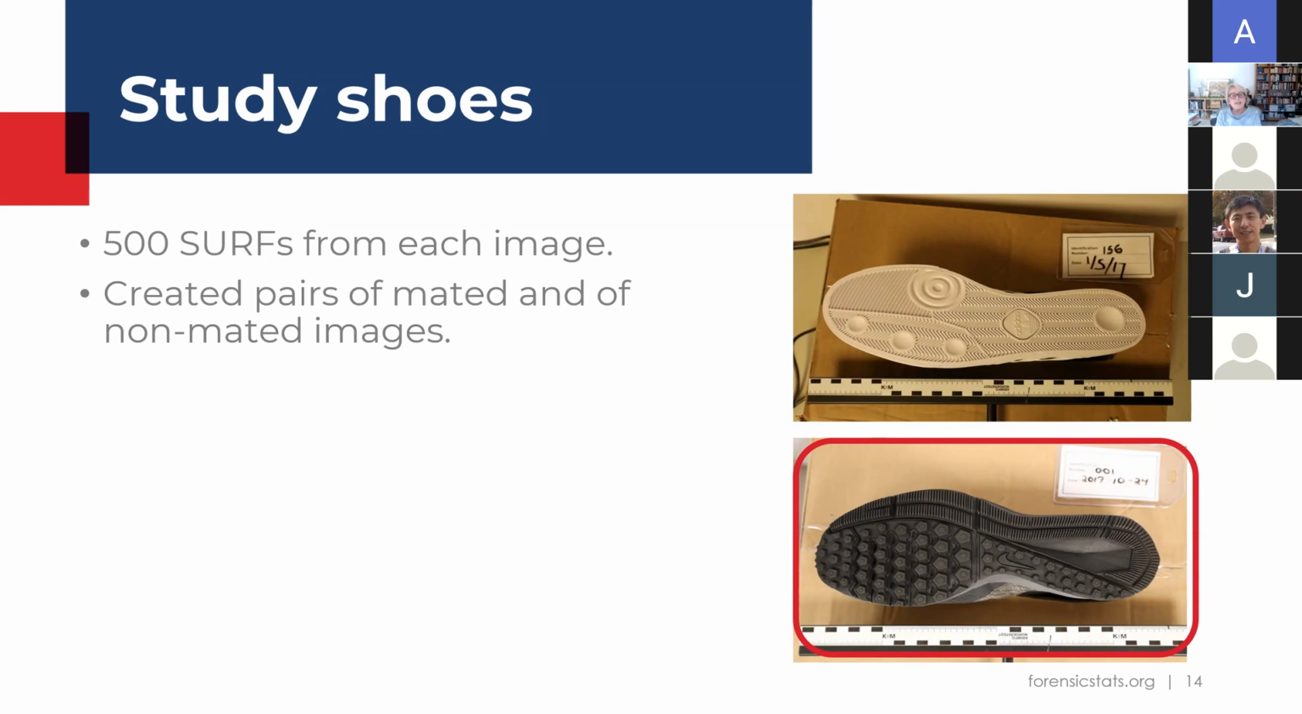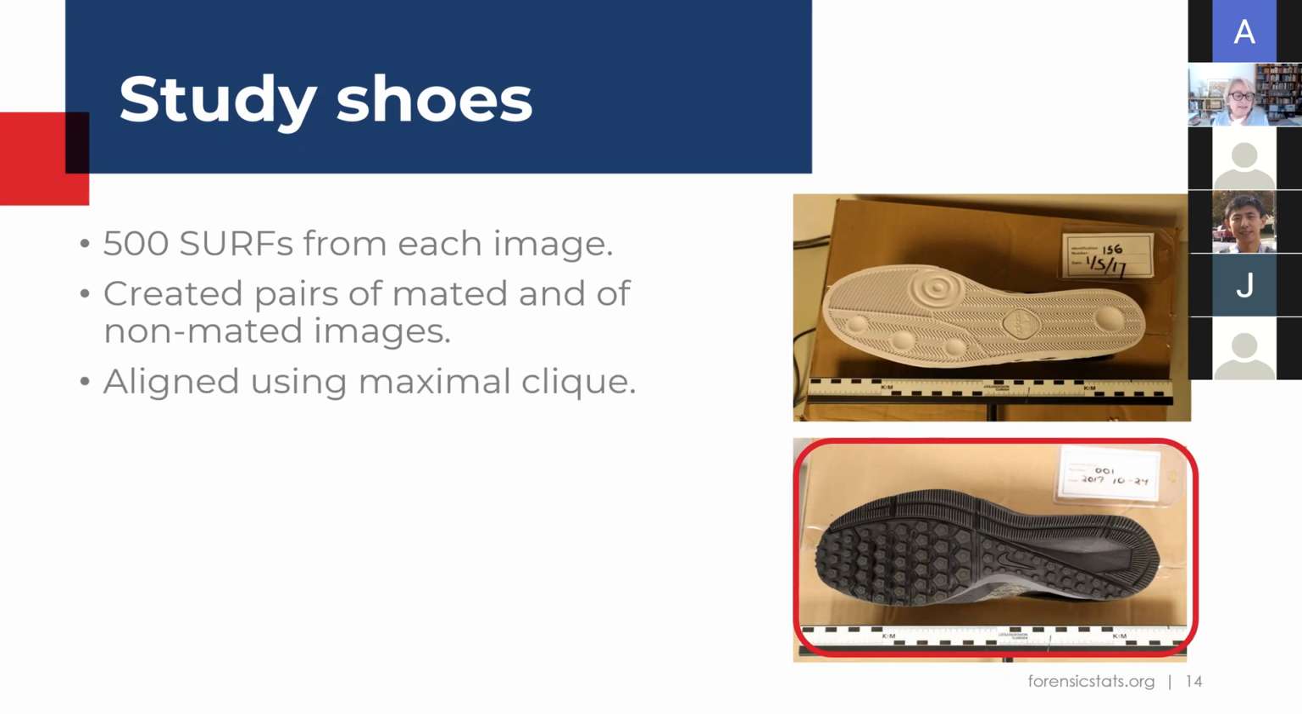And so that allowed us to create pairs of mated and non-mated images, so images that we knew were obtained from the same shoe and images we knew were not obtained from the same shoe. And one way we also increased the amount of data was by flipping one of the shoes, so that the image of the right shoe can be compared to the image of the left shoe in a pair.